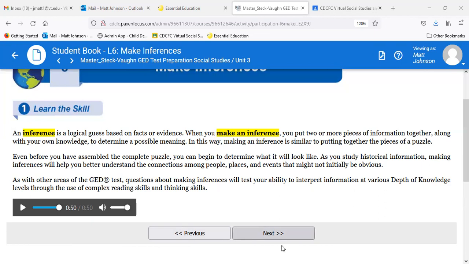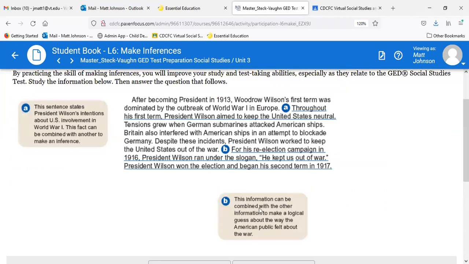Assumptions can be correct, hunches can be correct, but in the case of an inference, it's much more based on logic and the amount of information that you have. All right.